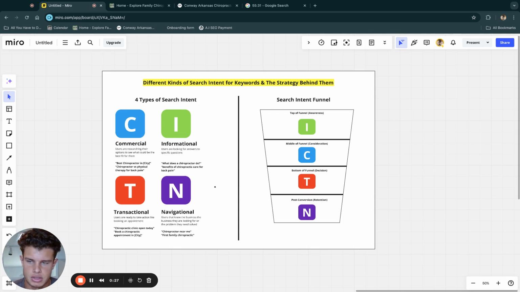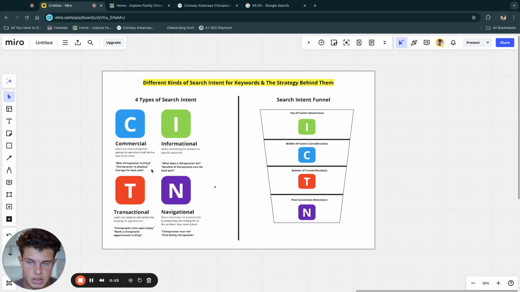Now, commercial search intent is where users are basically deciding which business is best for them or which service is best for them. So often keywords that SEO companies or practices will use to rank will be, say, best chiropractor in city or chiropractor versus physical therapy for back pain. Basically just comparing either two different services or two separate businesses.